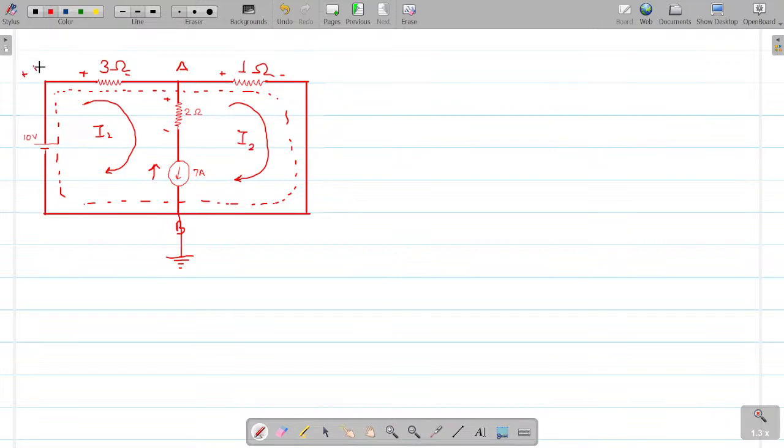This would be plus 10 volts. This would be plus VA, and this is again 0. This is again 0 because this is not a node, it is already defined, right? So, give me a second, just give me a second.